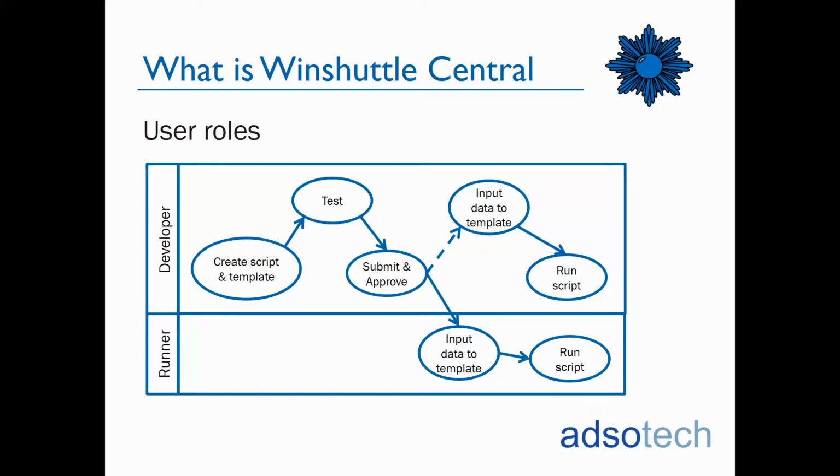A developer user is able to create a new script and a data template to go with it. Then test and finally submit the files to Central. From Central, both developer and runner users can then find the templates, download to their computer, input data to the template, and run the script that is connected to the template.